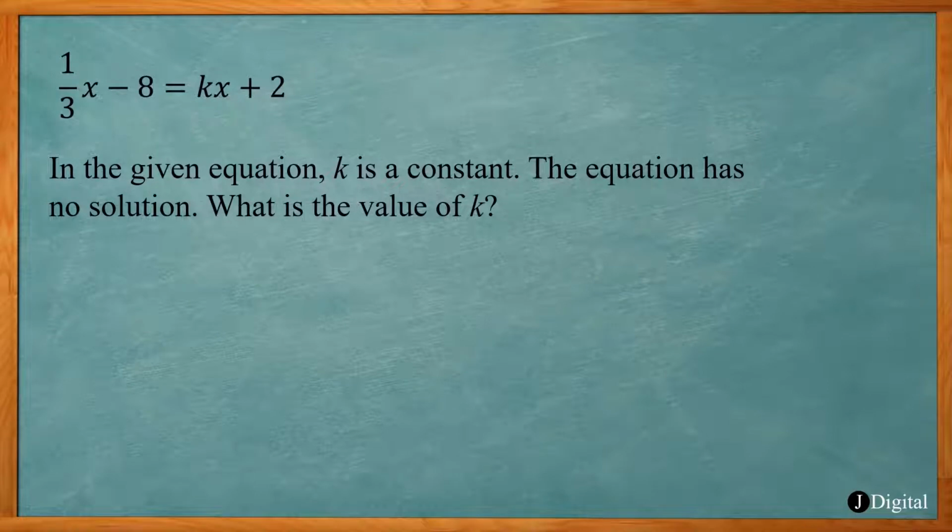In this problem, we have 1/3 x minus 8 is equal to kx plus 2. In the given equation, k is a constant. The equation has no solution. What is the value of k? So we had no solution. Means we have two lines that are parallel, so same slope. But we need a different y-intercept.